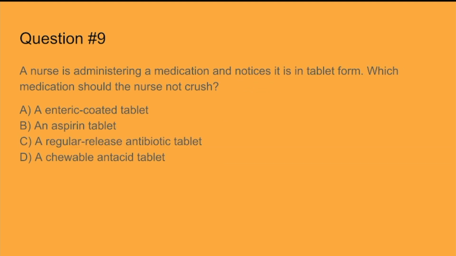Number 9. A nurse is administering medication and notices it is in tablet form. Which medication should the nurse not crush? A, enteric-coated tablet. B, aspirin tablet. C, regular release antibiotic tablet. Or D, chewable antacid tablet. So automatically we know it's not going to be D, because with a chewable tablet the patient is going to chew that tablet, which is basically crushing it.